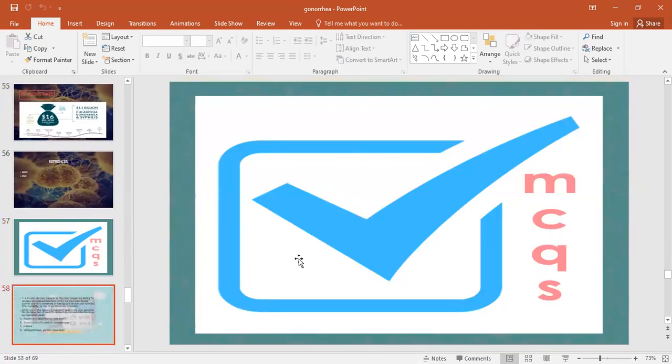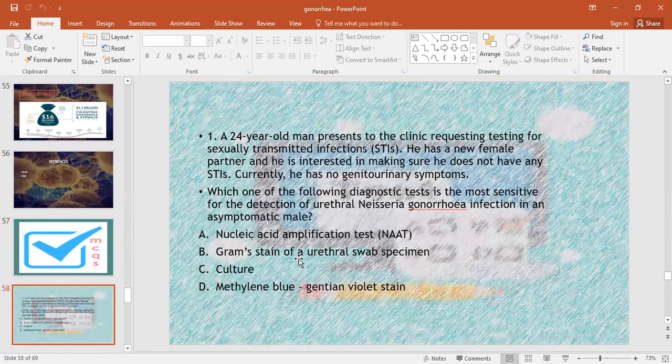Now the MCQ section. A 24-year-old comes to the clinic requesting testing for STIs. He has a new female partner and he's interested in making sure he doesn't have any STI. Currently, he has no urinary symptoms. Which one of the following diagnostic tests is the most sensitive for detecting urethral Neisseria gonorrhea infection? Yes, it's A.